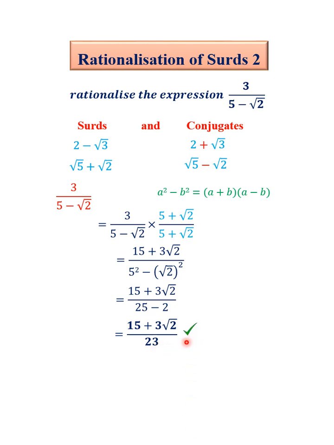It is that simple. You can still split this, if you don't find this in an objective question, and write it as 15 all over 23 plus 3 root 2 all over 23. You just separated the denominator between both terms of the numerator, and it is equally correct. Looking at this explanation, it's very simple and straightforward, and I believe you understood it.